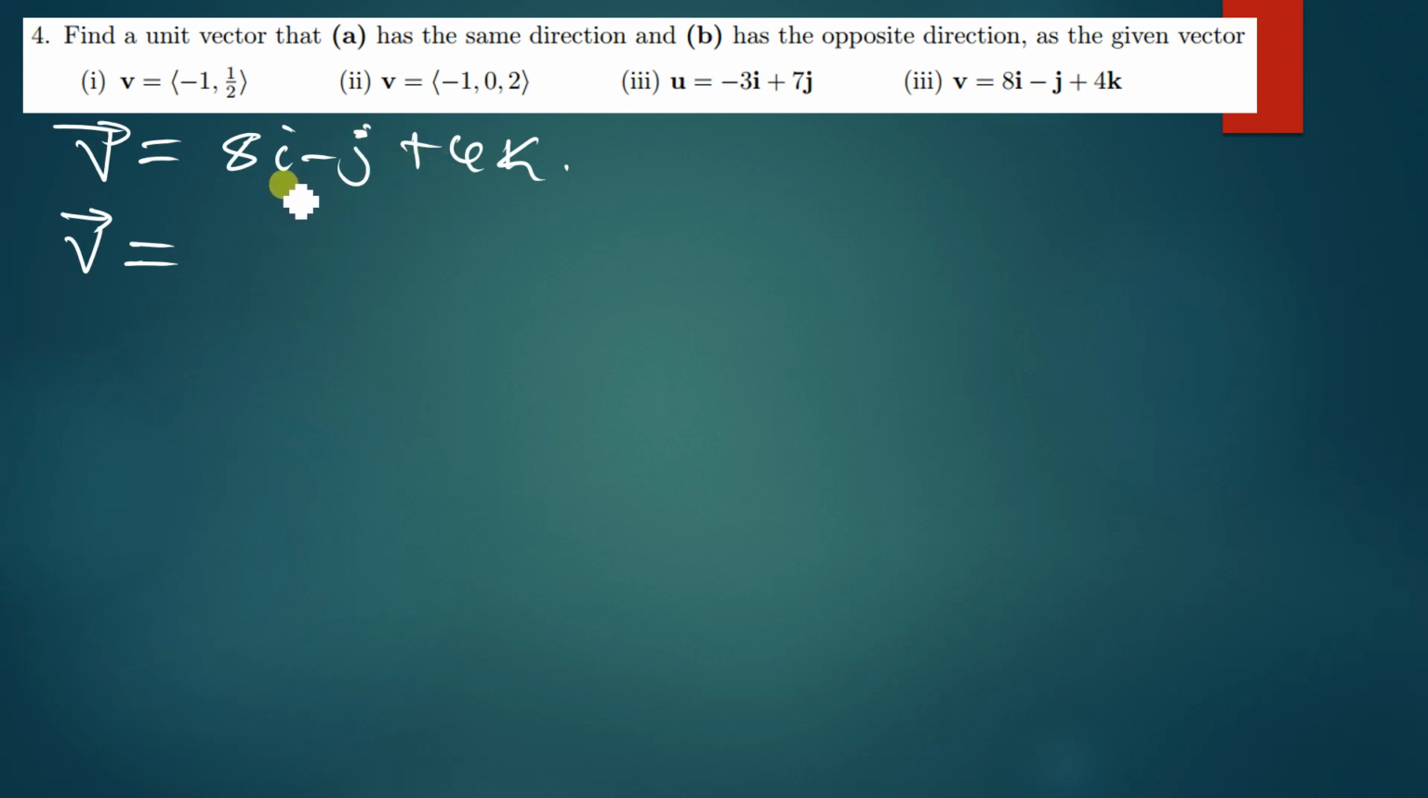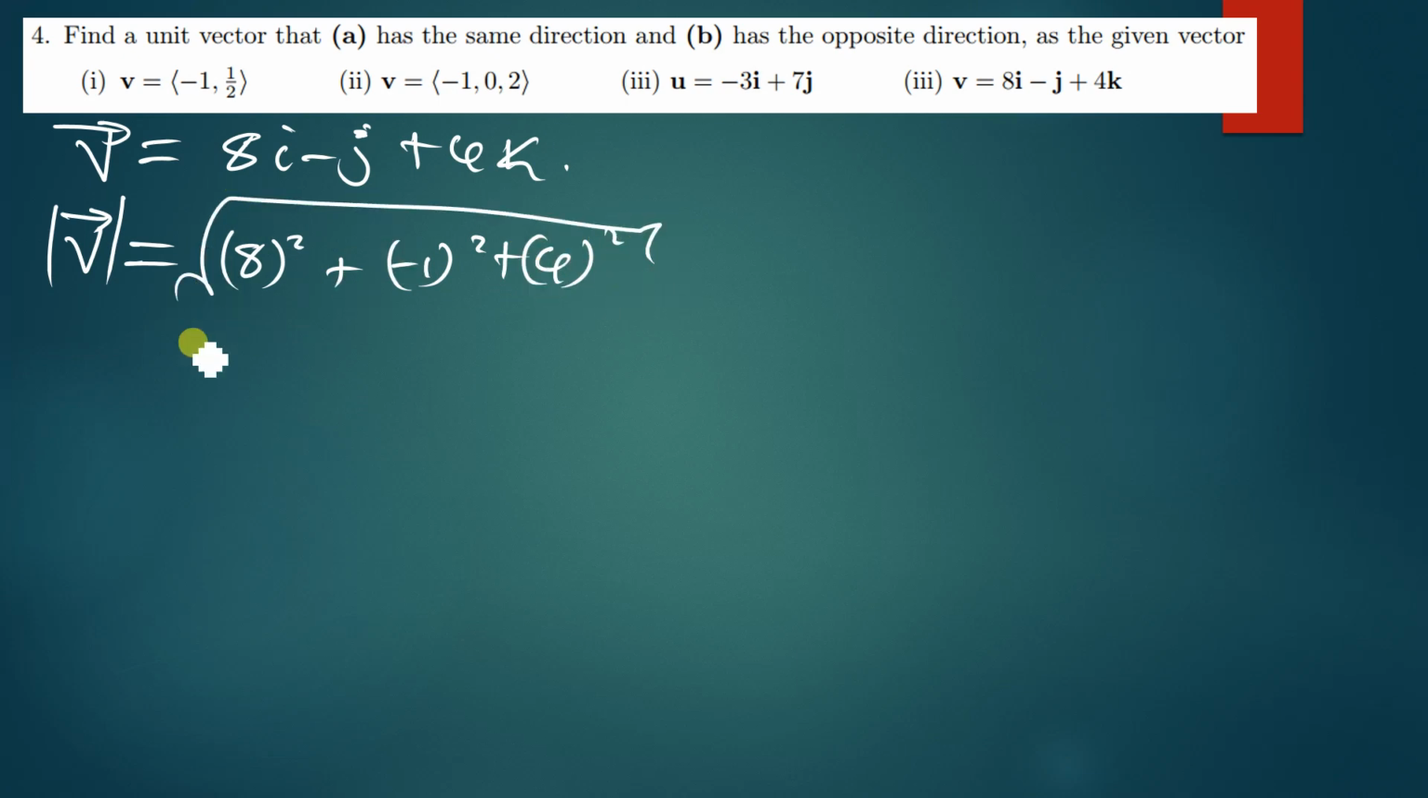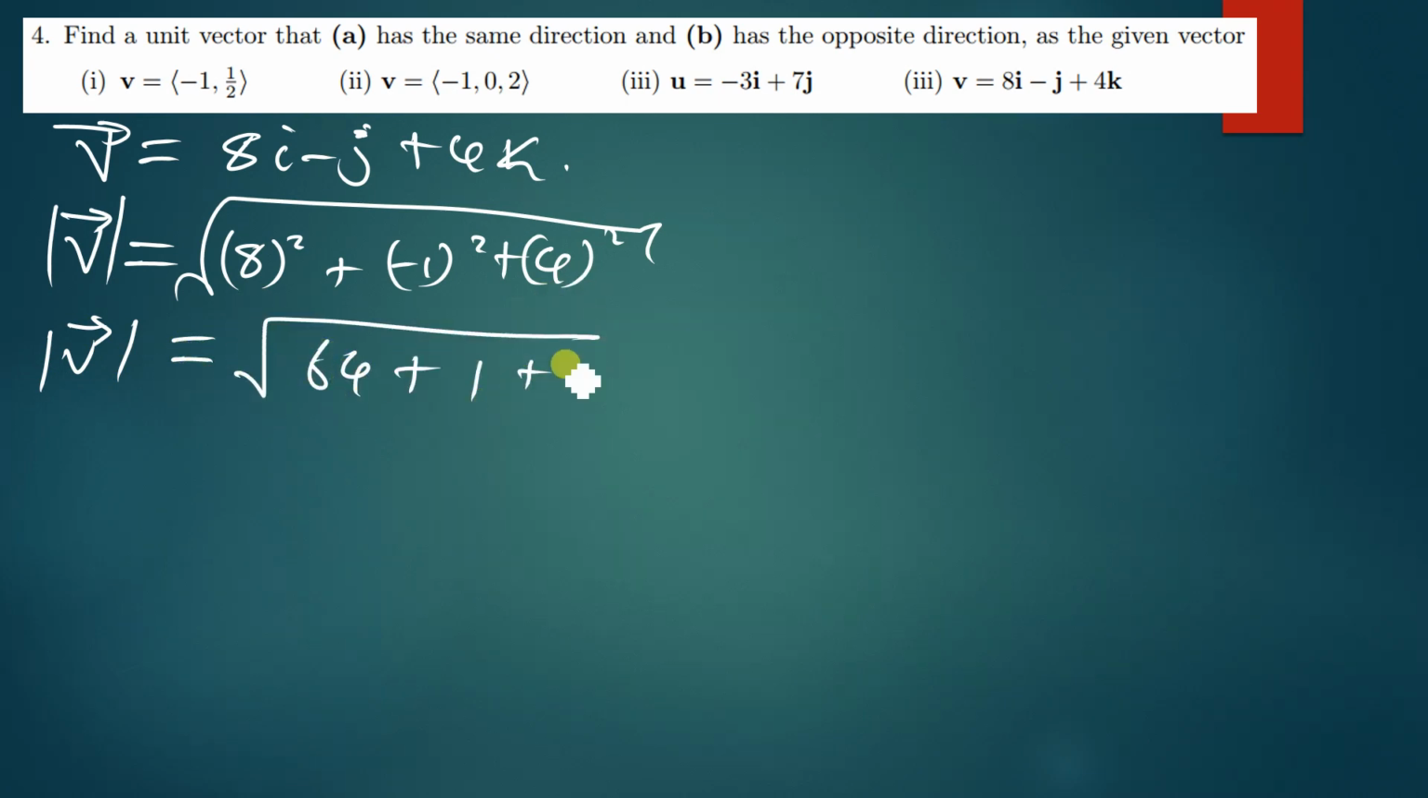First of all, we find the magnitude of this vector v, which will be the square root of 8 squared plus negative 1 squared plus 4 squared. So this will be 64 plus 1 plus 16. 64 plus 16 is 80, then 80 plus 1 is 81. So the square root of 81 gives us 9.